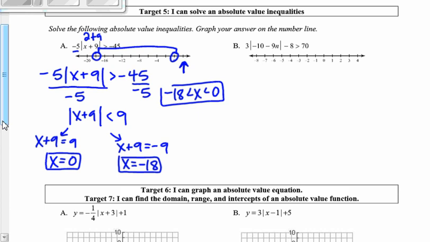On the second one, I'm going to add 8 over first. I'm going to rewrite the problem.